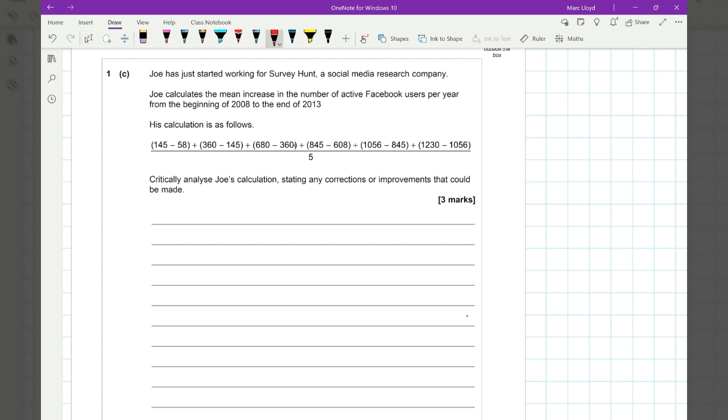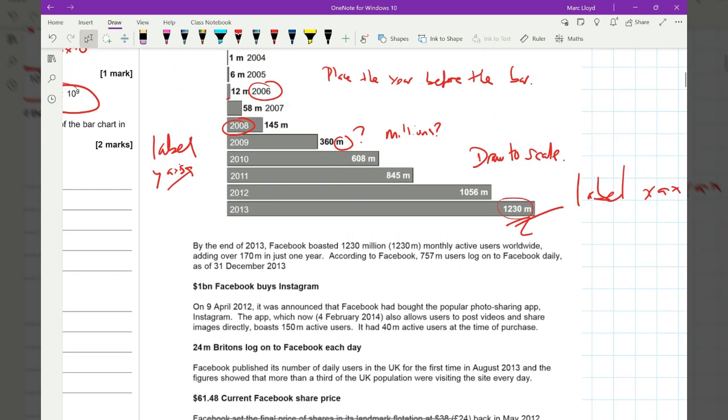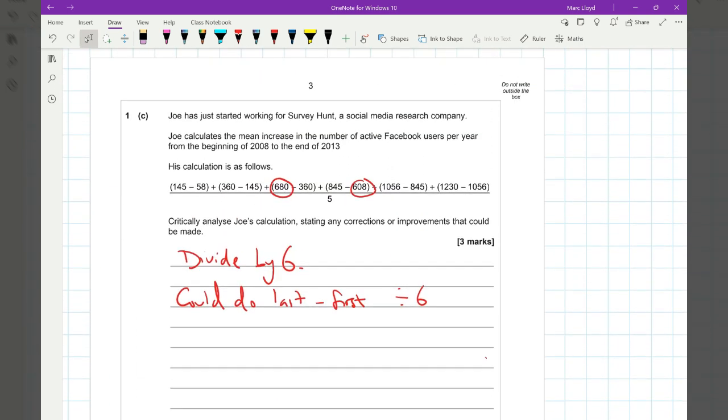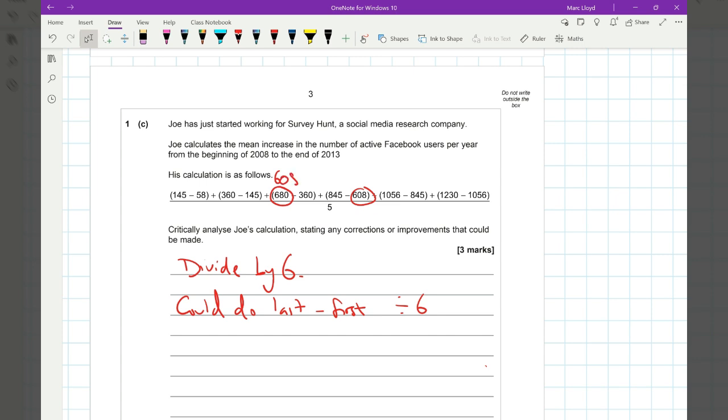So 1, 2, 3, 4, 5, 6 values. So he needs to divide by 6. That's the first error that he's made. He could do last minus first, and then divide that by 6. I've got an error in here as well. So what should that number be? There should be 608. 608 360. Yeah, so we should have 608 in there as well.